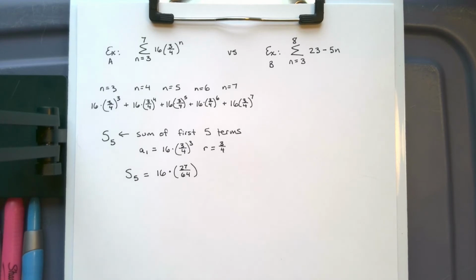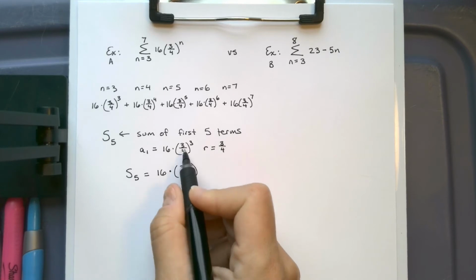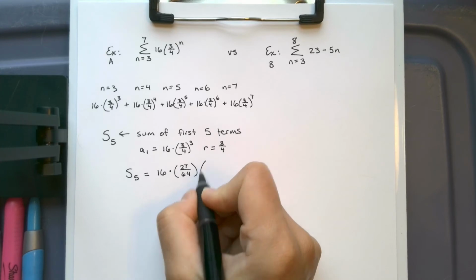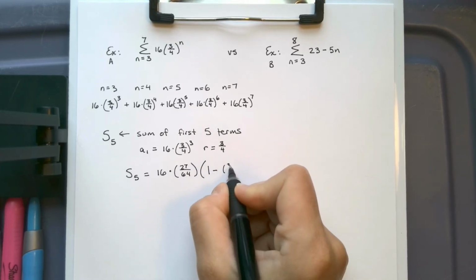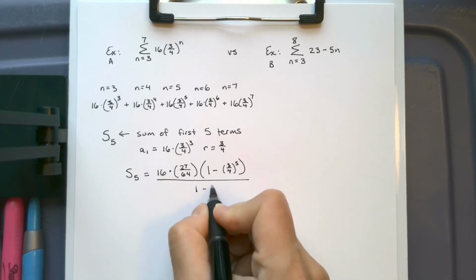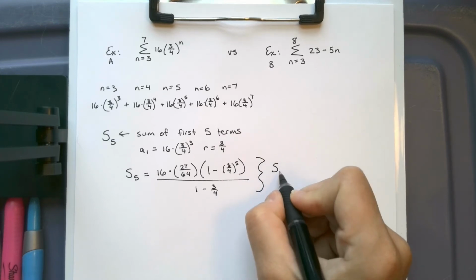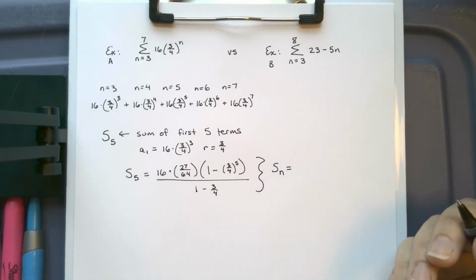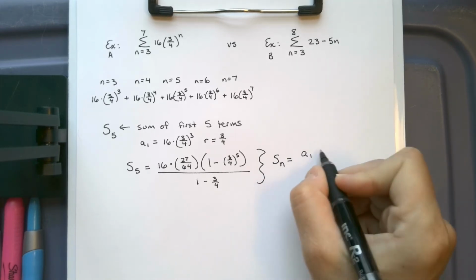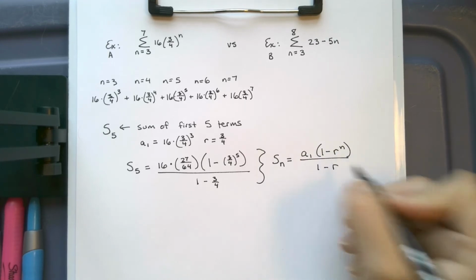Stay there. All right, where was I? Oh yeah, 16 times 3/4 to the third power, 3 to the third is 27, 4 to the third is 64, times 1 minus 3/4 to the fifth, all over 1 minus 3/4. Again, not pulling this out of thin air. This comes from the summation formula for a geometric series, where the sum of the first n terms is the first term times 1 minus r to the n, all over 1 minus r.